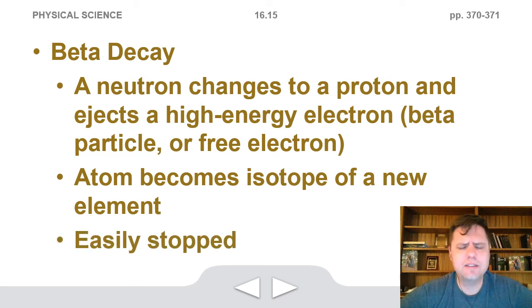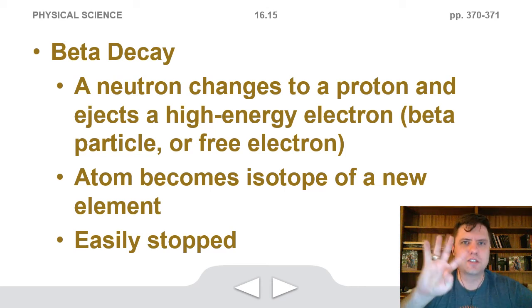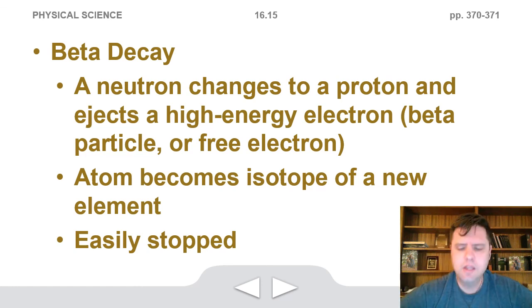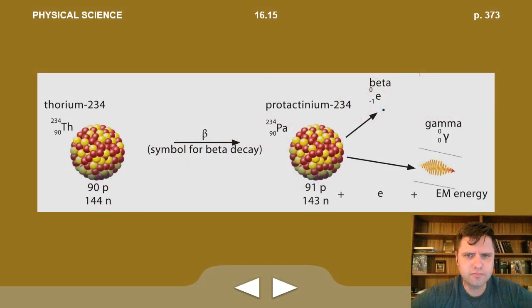And again, beta decay is also easily stopped, though not as easily stopped as alpha decay, because remember, that's like 2 protons and 2 neutrons, a much bigger particle. This is just a very excited electron, but it is still stoppable, much more stoppable than gamma. So it could look kind of like this: thorium-234, which we left off with last time.